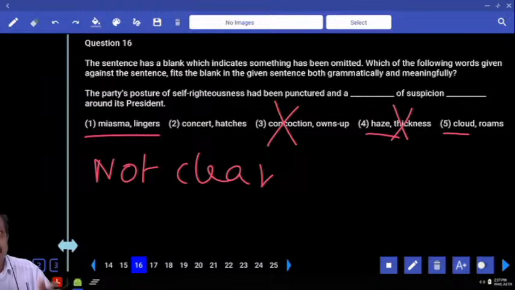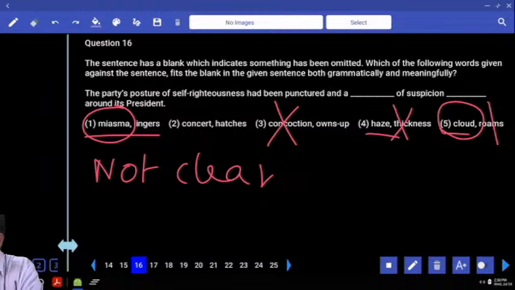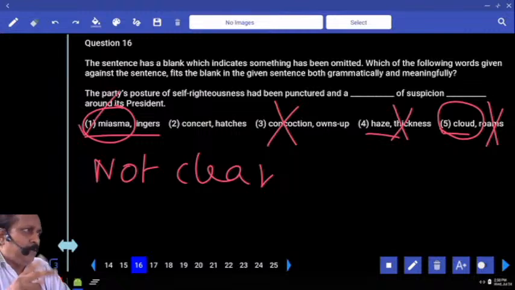Let's say you are in a situation where you cannot decide. You don't know the meaning of miasma, but you know cloud of suspicion, you must have seen it, you know for sure that is the one, but you should not be hasty. You have to decide based on the second word. We never say roams around its president. Can you use the word roaming with the president? Based on that you have to eliminate the fifth option. So what is the answer here? Simple. Under pressure you have to ask yourself, will I ever say roams around its president? Never. That means you cannot consider that option.